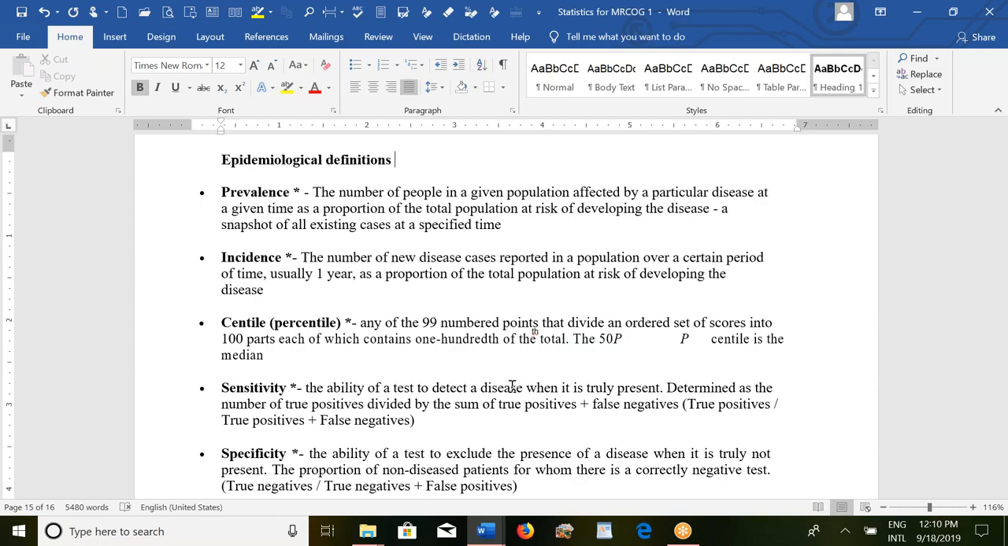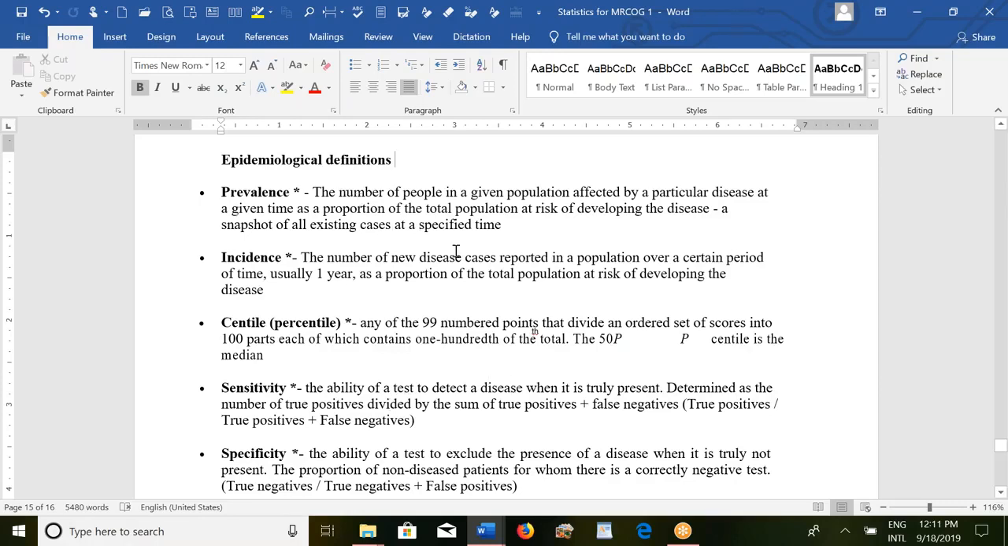So what is sensitivity? This is the ability of a test to detect the disease when it is truly present. This is determined as the number of true positives divided by the sum of the true positives plus false negatives. So what are the true positive people? Where the test is positive and the patient is also showing disease, divided by true positives and false negatives. What is a false negative? The test is negative but the patient has symptoms of the disease, so that will be a false negative. Then what is specificity?